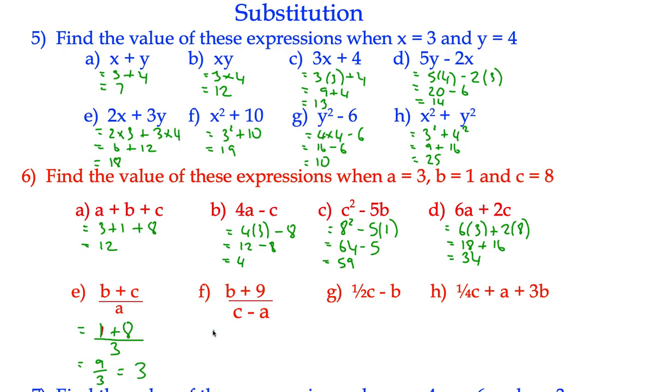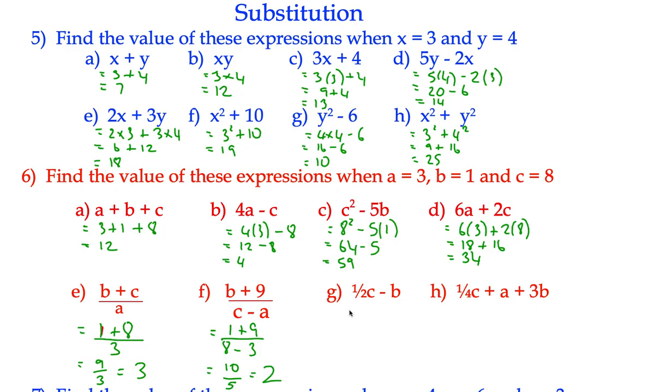In F, we've got B plus 9. Well, B is 1, and we've still got add 9, divided by C minus A. C is 8, subtract A, which is 3. So we've got two calculations to sort out. First of all, 1 plus 9 is 10, divided by 8 minus 3, which is 5, and our answer, 10 divided by 5, is 2. You might be tempted to try and do some of that in your head. I would encourage you not to. It's not just about getting the correct answer, but about being able to explain how you got that answer.